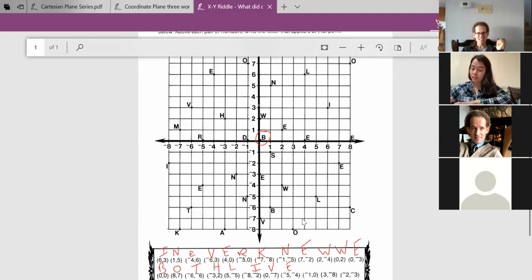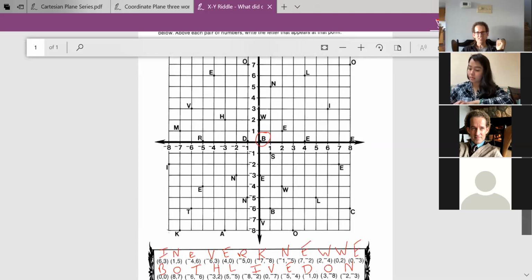-1, 0. Looks like a D. And 3, 8. So I go this way 3, and I go down 8. That looks like an O. And -2, -3. So I go over here -2, and I go down 3, and I get an N. So it looks like it says in ever new we both lived on. Let's look at the riddle again.